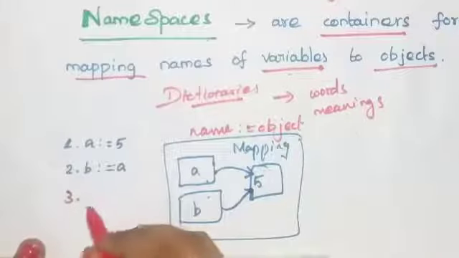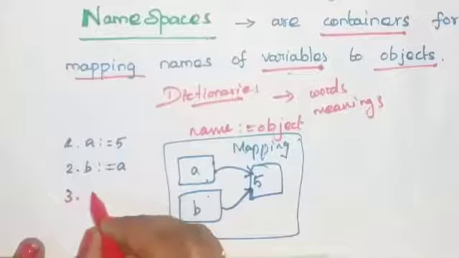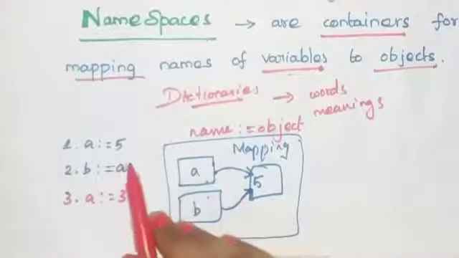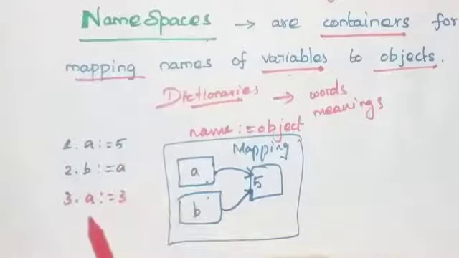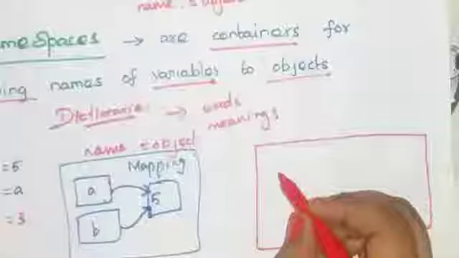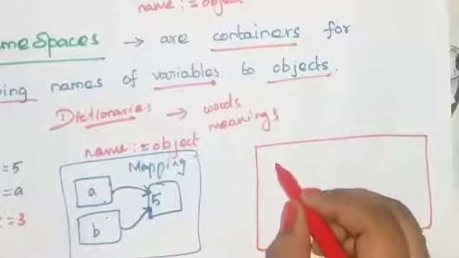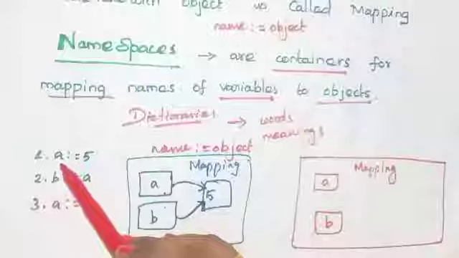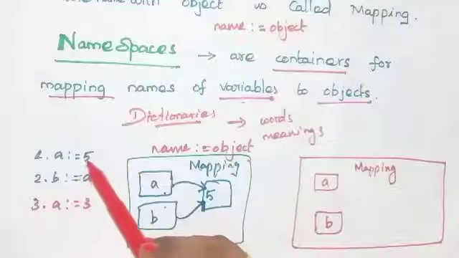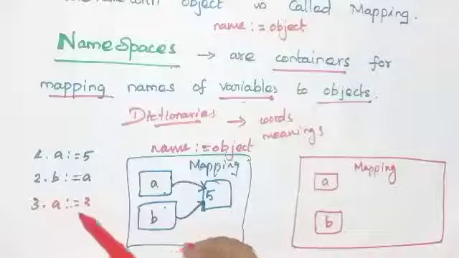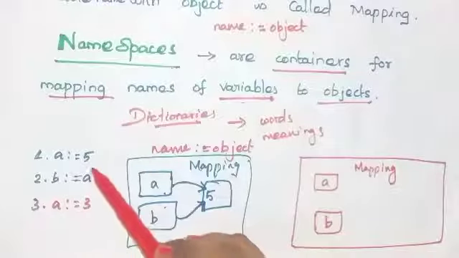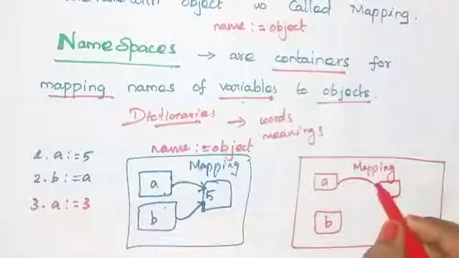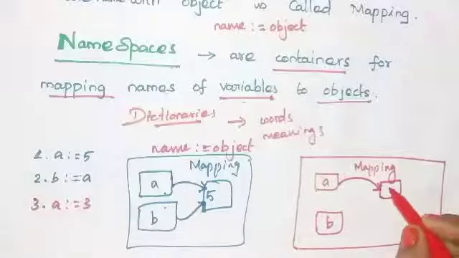Now I am writing the third statement, that is A is equal to 3. Already A is equal to 5 is given, and now I have written A is equal to 3. Now I am going to draw these changes. This is A and this is B. In the first statement, A is equal to 5 is given. In the third statement, A is equal to 3 is given. So now A is changed from 5 to 3. Now A is mapped to the integer value 3.